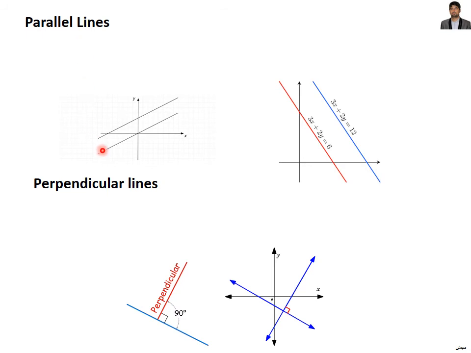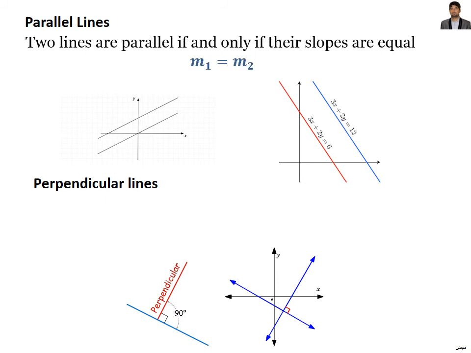Parallel lines: two lines are parallel if they are not cutting or intersecting each other and going side by side. And two lines are perpendicular if they are cutting or intersecting each other at 90 degrees. Two lines are parallel if and only if their slopes are equal, that is, m1 is equal to m2. m1 is the slope of first line, m2 is the slope of the second line.